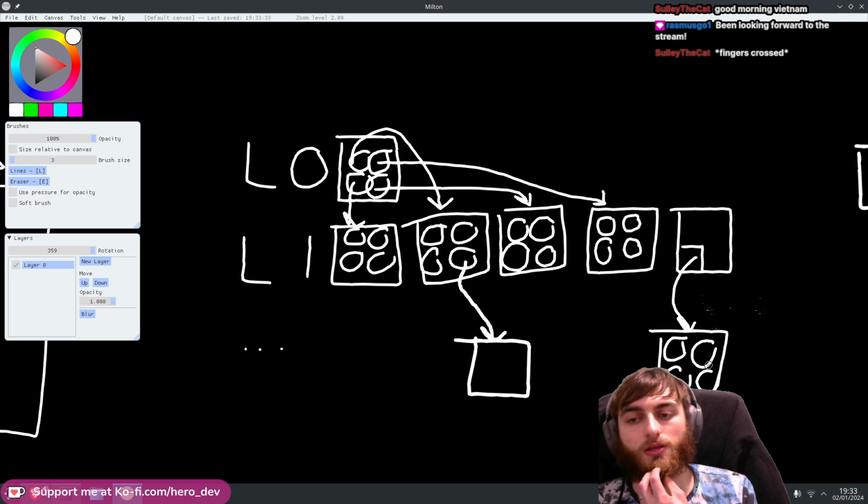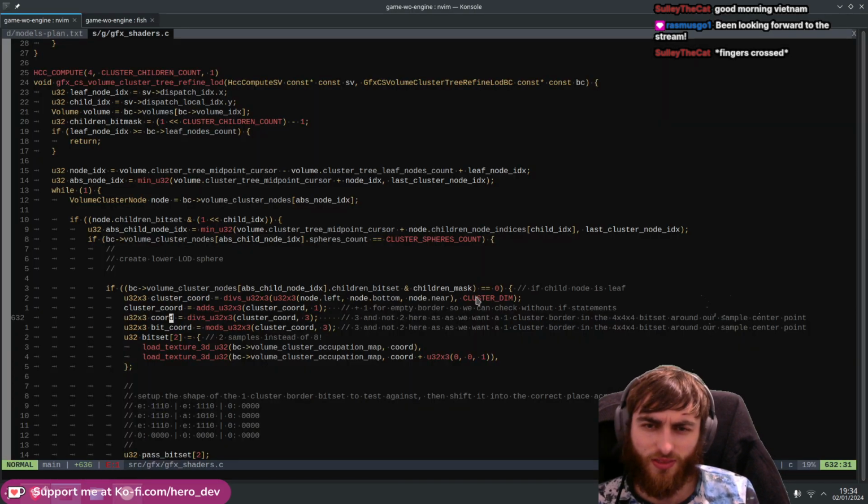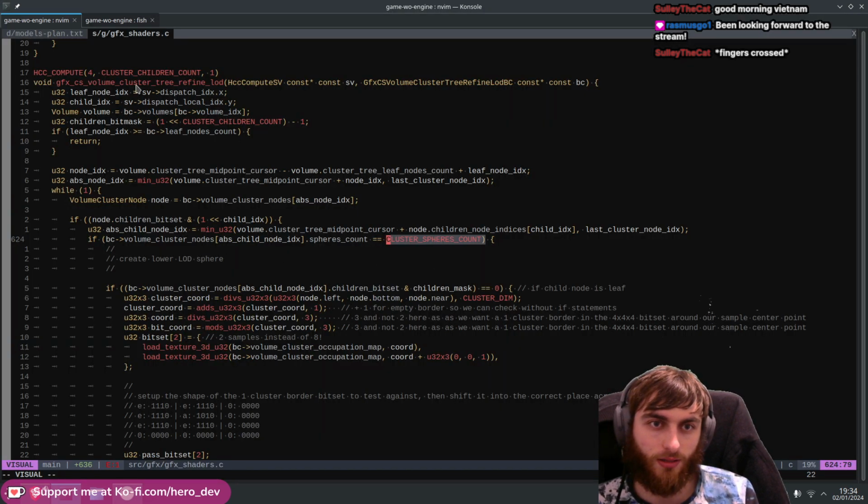So when we build this tree initially, you can have a slot where the sphere would go. You would not put a sphere there, but instead you link to a higher level of detail where the spheres go. And if this higher level of detail cluster is completely filled up with spheres, I might change that, then a sphere will go here. And this is what this refine LOD shader is all about.